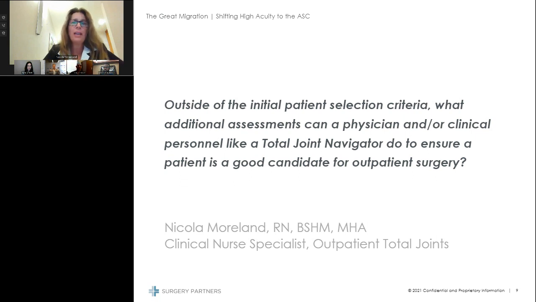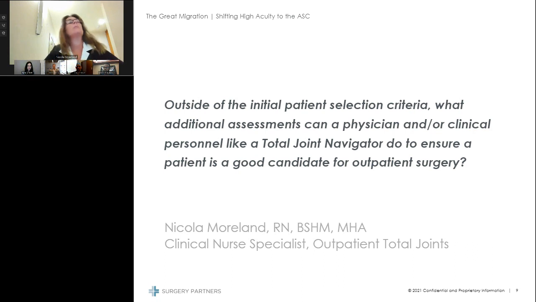So the nurse navigator really needs to be able to look at the respiratory side, doing some kind of screening for sleep apnea, whether it be STOP-Bang or any other healthcare assessment for respiratory, to make sure these patients are safely going home with additional narcotics that wouldn't add to any pre-existing respiratory problems.